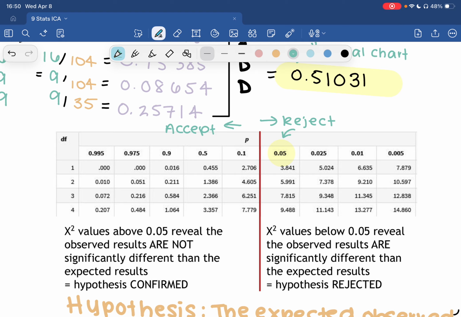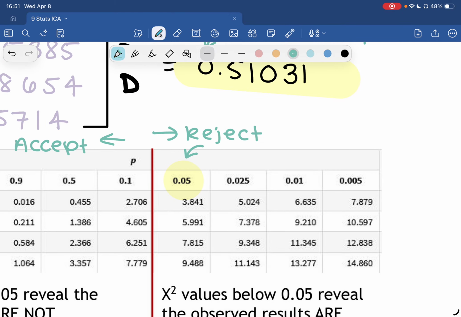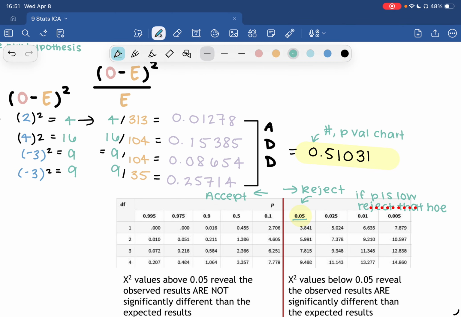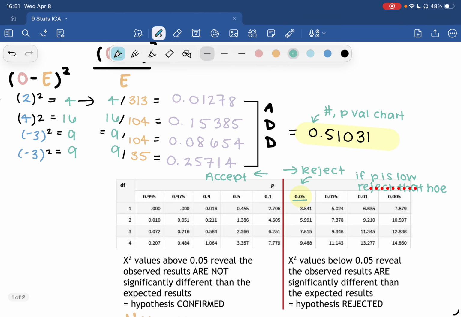So again, anything to the right of 5% or 0.05, you reject. Anything to the left of it, you accept. In statistics, we usually say if P is low, meaning less than 0.05, reject that null. So again, anything lower than 0.05. And she will give you this table. You just need to be able to mark where this is, because she won't necessarily give you the red line. She'll just give you the regular table, and then you need to be able to memorize where this red line is and where the cutoff is.